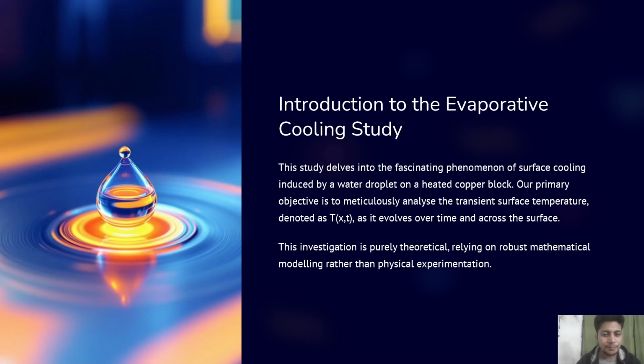Introducing our project, the work focuses on a simple but extremely important phenomenon: the rapid cooling of a hot metal surface when a water droplet lands on it. We analyze how the surface temperature changes with time and distance from the droplet. The cooling is strongest inside the droplet contact zone and gradually reduces outwards. To achieve this, we use the 1D transient conduction model combined with evaporation-based boundary conditions.